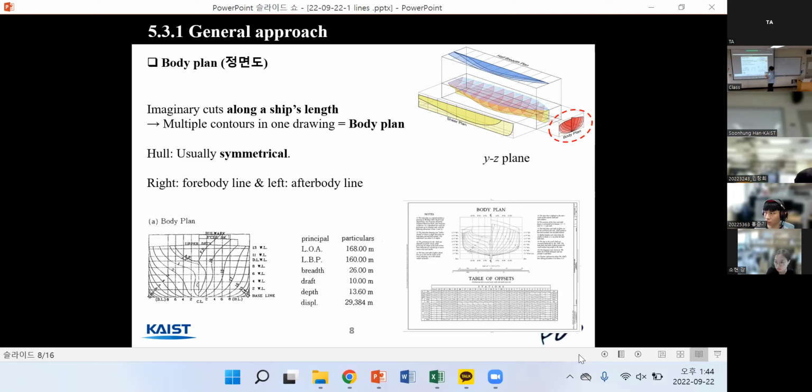In general, the shape of the hull is symmetrical, so naval architects compose the body plan of two big parts. The right part of the body plan is composed of the right body lines of the ship, and the left part is composed of the left body lines of the ship. This picture is a real example of a body plan of a real 3D ship.